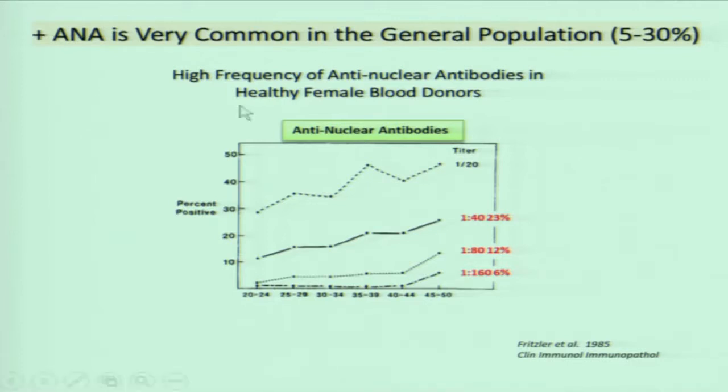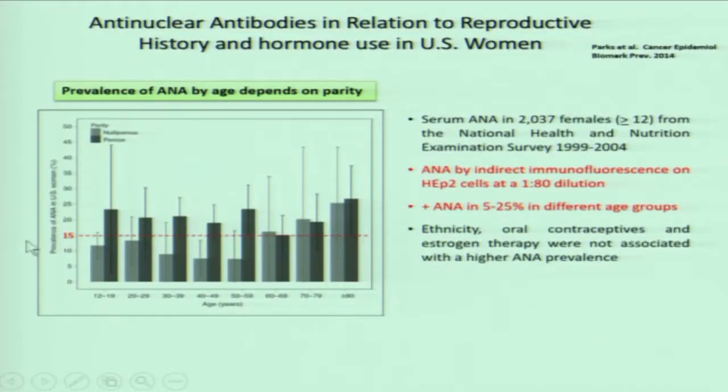Depending on the study and depending on the population, 5 up to 30% of healthy subjects will have a positive ANA. This is a fairly old study which shows that frequency; obviously, lower titers are much more common than higher titers. This is another study, a large number of healthy females, across different age groups, as well as on the basis of parity. Even though the prevalence of ANA depends on parity, according to this study, what you can see is that in any of the groups, an average of 15% of this healthy population was actually positive for ANA.